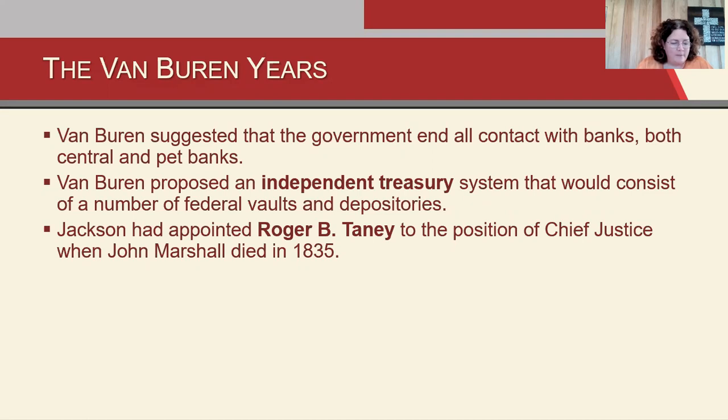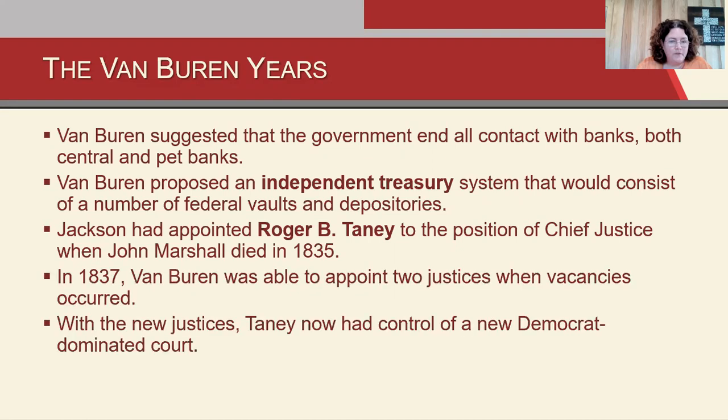One other important aspect of Van Buren's presidency was the changes in the Supreme Court during his term. Chief Justice John Marshall had died in 1835. His death allowed Jackson to appoint Roger B. Taney to the position. Jackson had also appointed 4 new associate justices in his term. In 1837, Van Buren was able to appoint 2 justices when vacancies occurred.